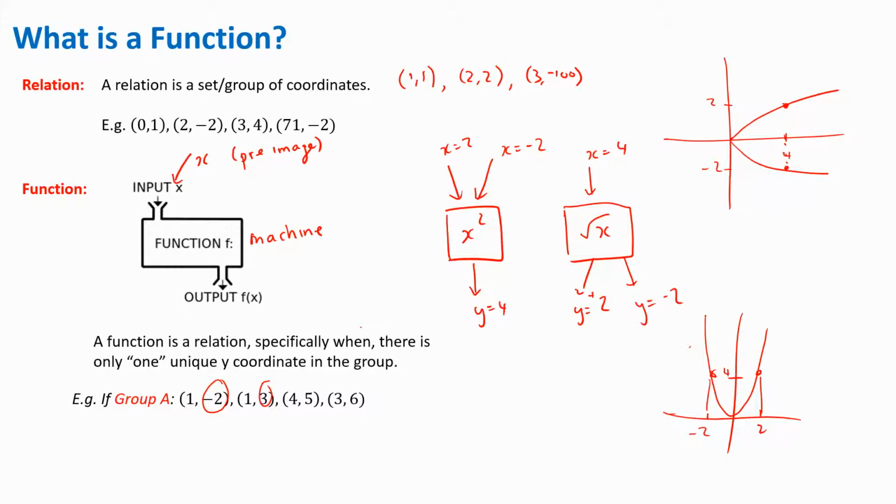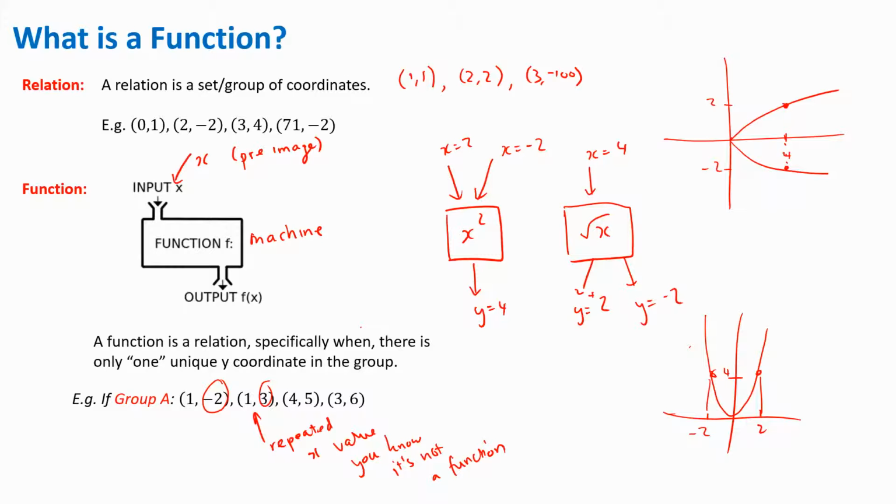Okay, so when there's a repeated x value, you know it's not a function by definition. Okay, so by definition we're saying a function is a bunch of coordinates, and in those coordinates specifically you do not have multiple y values. Okay, you can have repeated y values. For example, this would have been 2, 4, -2, 4.